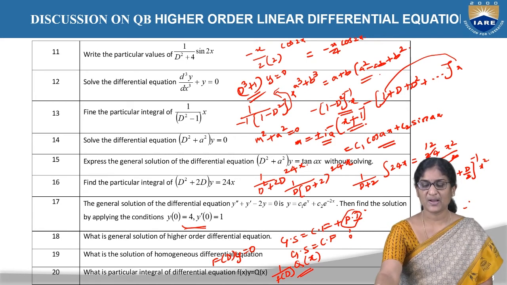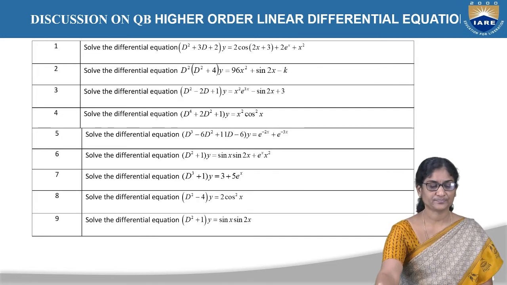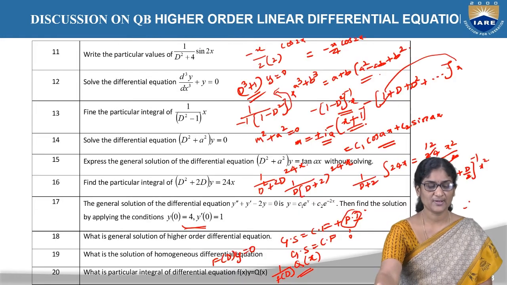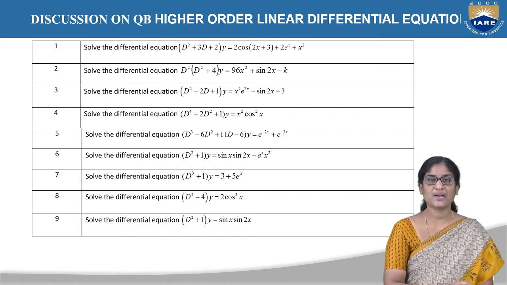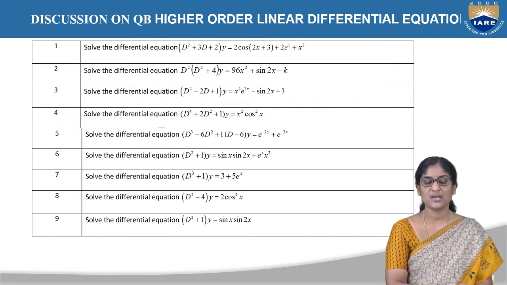Going to the second part, Part B. We have the first equation: solve the differential equation (D squared plus 3D plus 2) y = 2 cos 2x plus 3 plus 2 e to the power of x plus x squared.